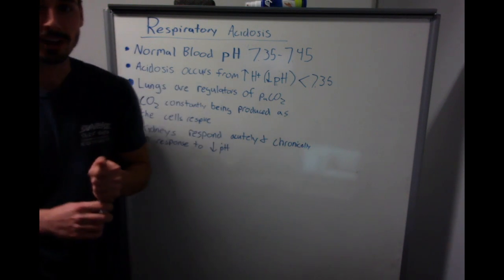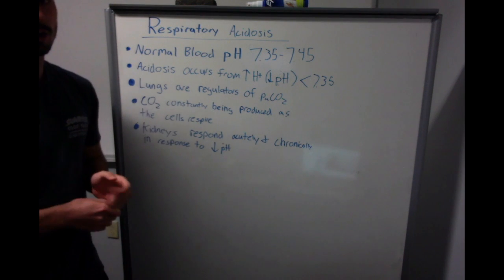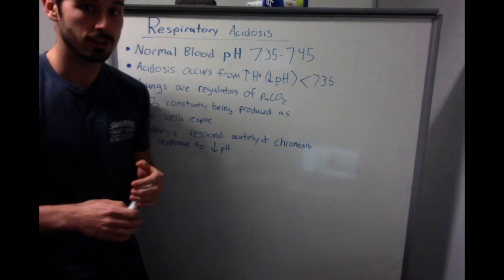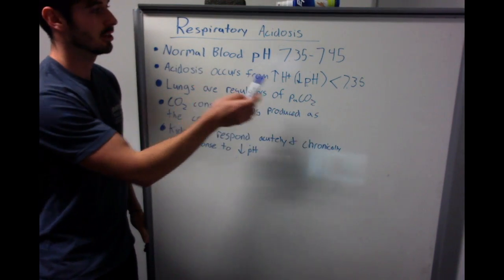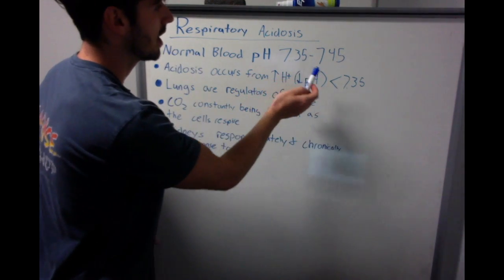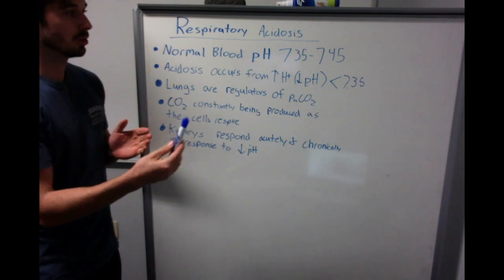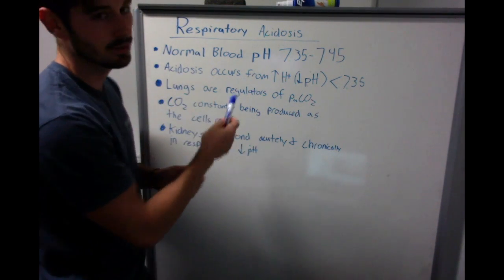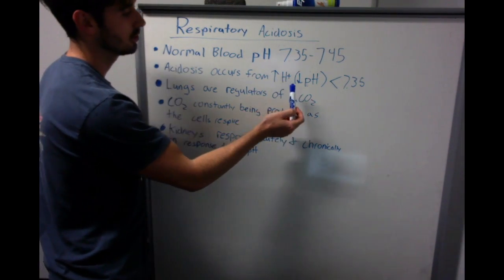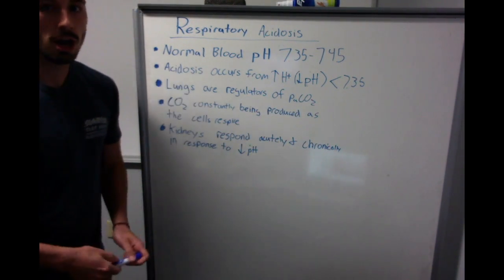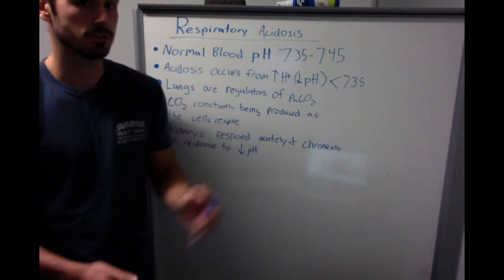All right, hello, and I'll be talking about respiratory acidosis and some of the things that your body does to try to compensate for this effect. So, the normal blood pH is between 7.35 and 7.45. When the blood actually goes below that, this is when acidosis occurs, and that occurs from increased hydrogen ions being released. And then the lungs are normally the regulators of the partial pressure of CO2.